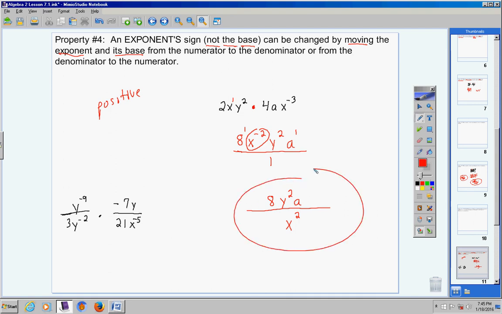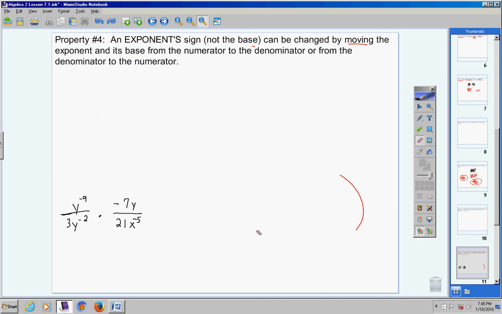How do you know you're finished? Well, first of all, what's your coefficient here? 1. Can you reduce 8 over 1? Not at all. You have a y here. Is there a y down here to divide with it? No. You have an a here. Is there an a down here to divide with it? No. You have an x here. Is there an x up here to divide with it? No. You're finished. Okay? Alright, let's try one more. Then we'll go on to our last, but not least, wonderful, beautiful, mathematical property.